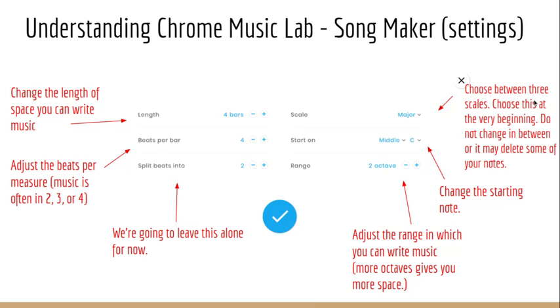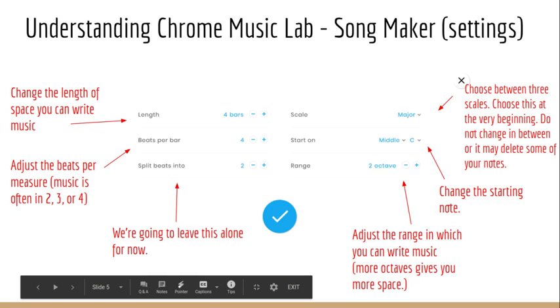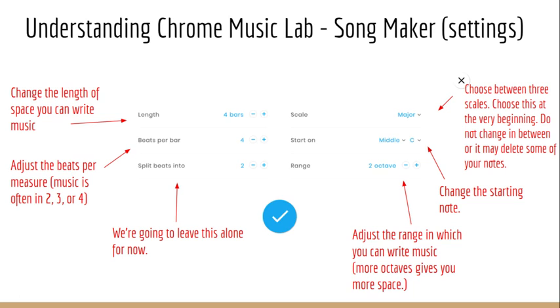Now, we can also choose between 3 different scales. I'm going to stick with a major scale today. There are 2 other choices which we'll go over together. You can change the starting note if you want. This starting note, middle C, that's Do, but you could change it to whatever note you wanted to. And then you can adjust the range where you can write more music. So if you make it 3 octaves, that means you have a taller space and higher notes to work with.